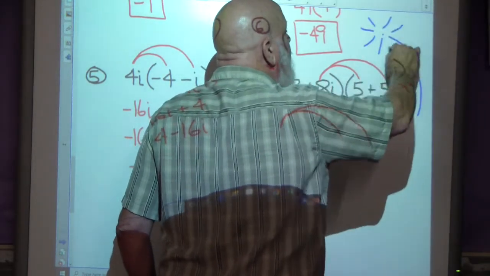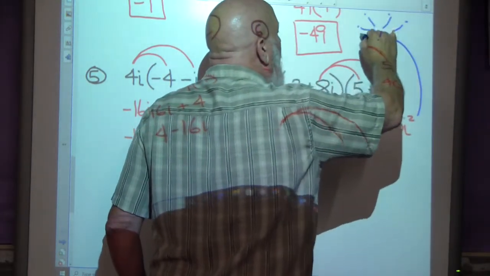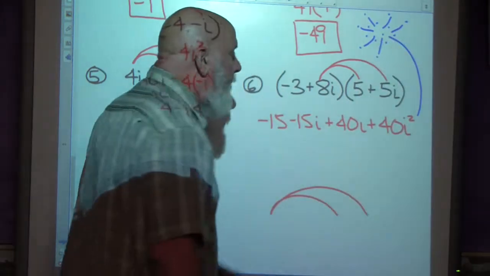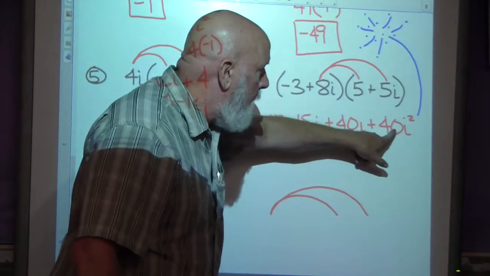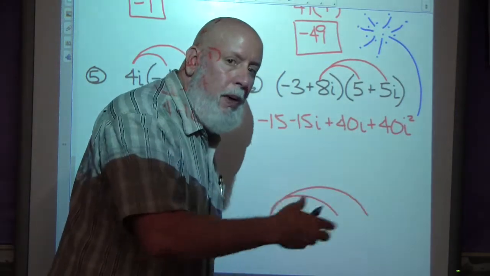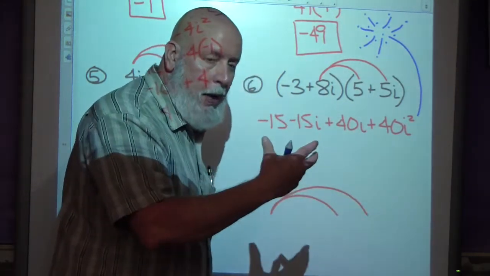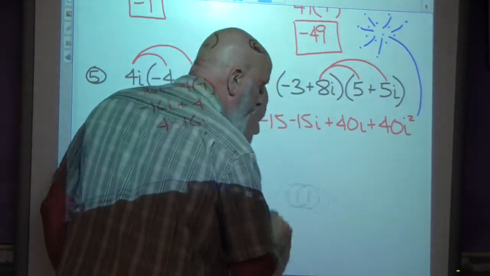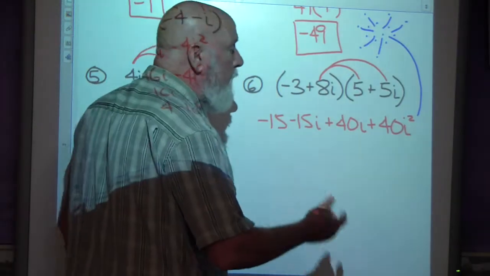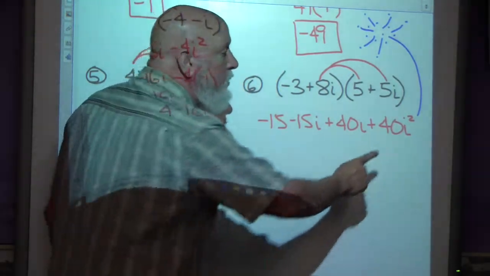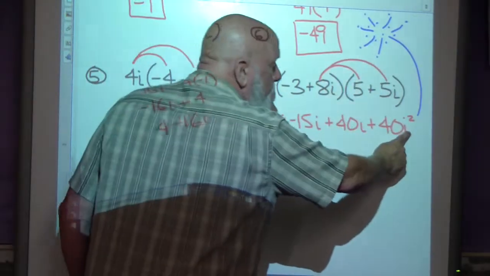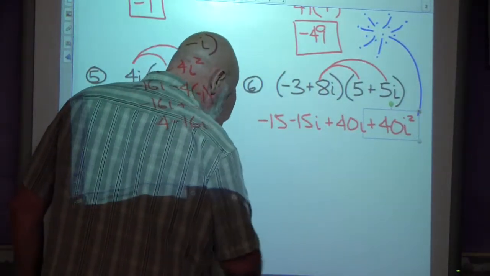Whenever I see i squared, I have to remember that i squared is negative 1. So when I rewrite this, I'm going to call that 40 times negative 1. I'm going to rewrite it calling it negative 40. That's 40 times negative 1, because the definition tells us that i is the square root of negative 1. Therefore, i squared is negative 1. Now I'm just going to combine like terms and remember to call this negative 1.